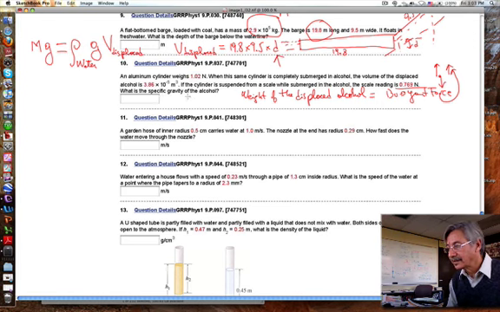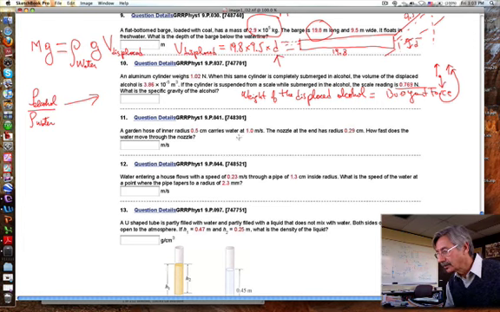remember that the specific gravity of the alcohol is the density of the alcohol over the density of water. This is what it's called here.